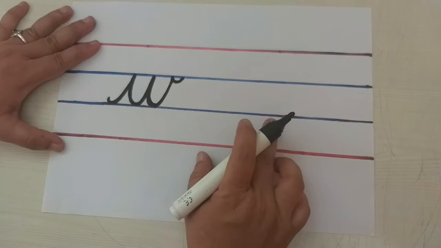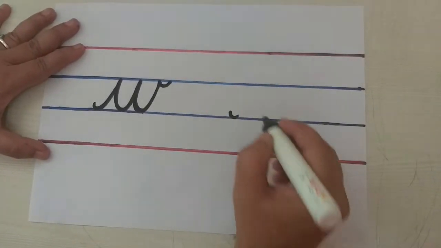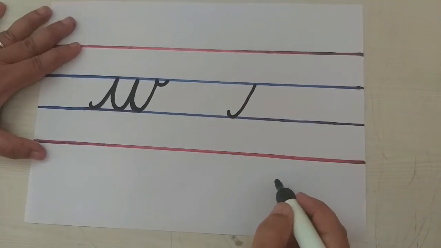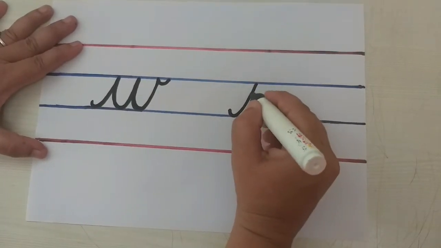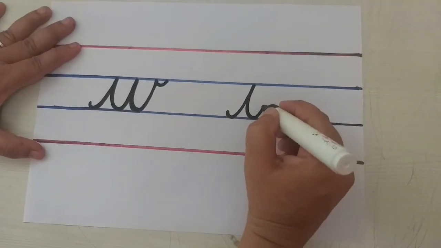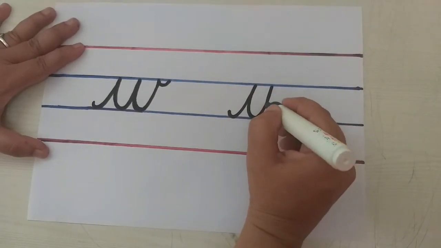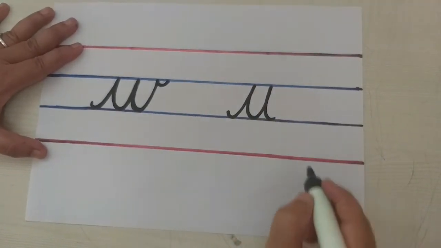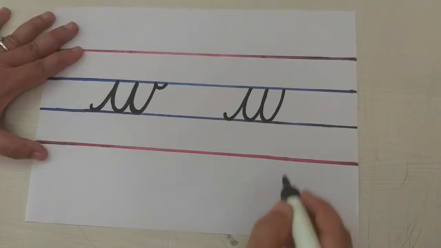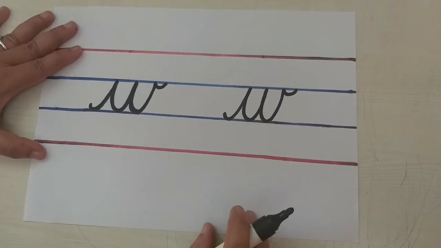Shall we write once again this sign? Okay. Take a small curve. Go up to the second blue line. Children, slanting line. Come down to the third blue line. Again go up to the second blue line. Come down again to the third blue line. Again you have to go up to the second blue line, children, and make a small curve. This is small cursive W.